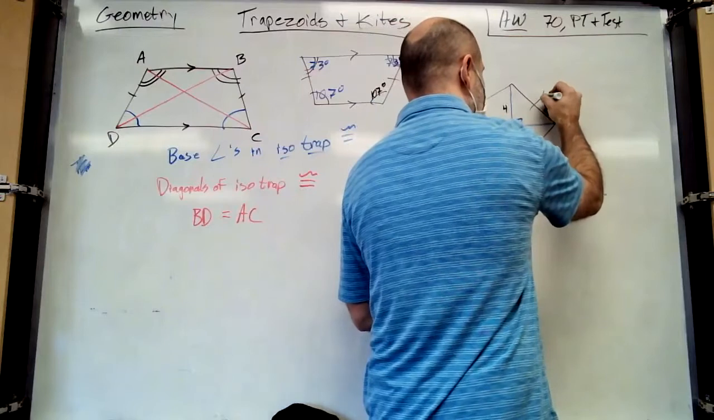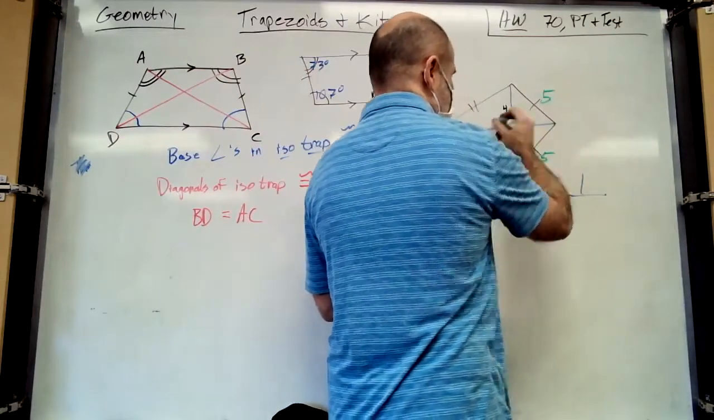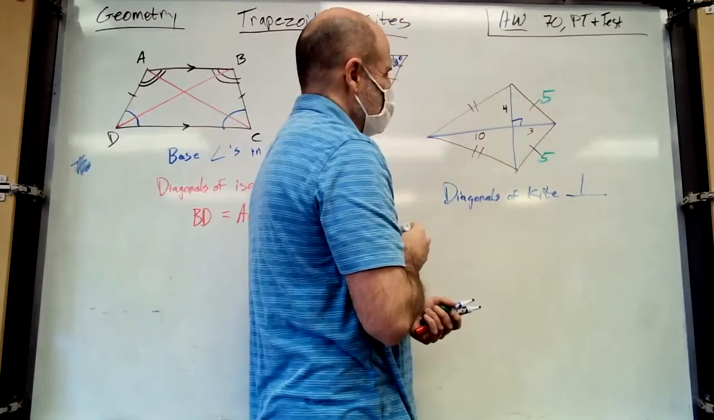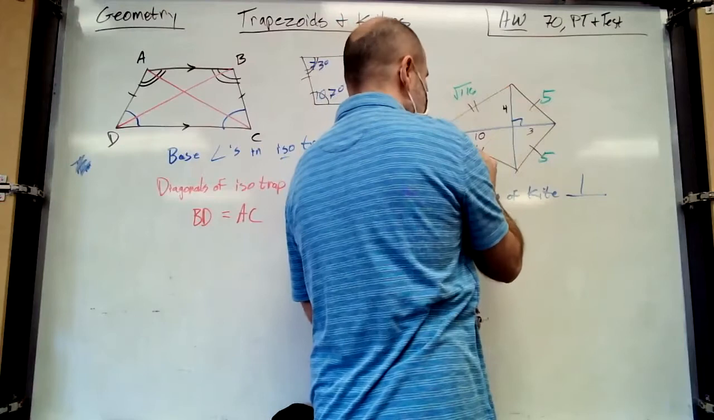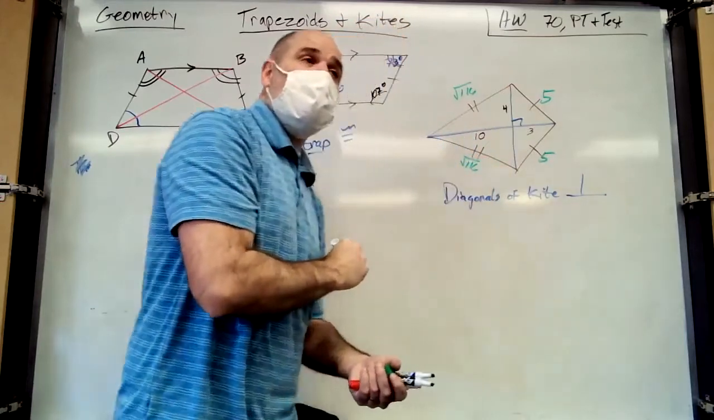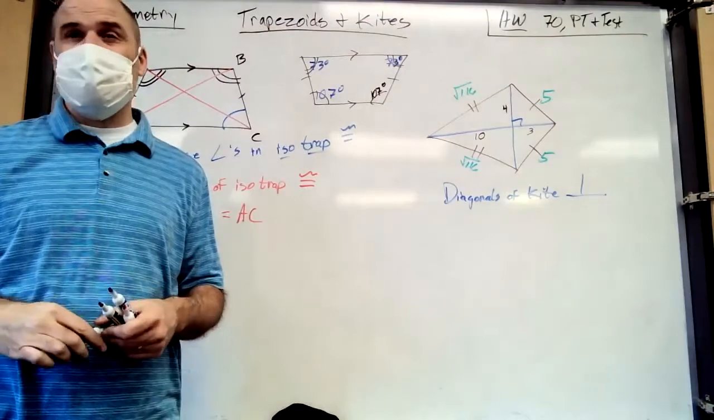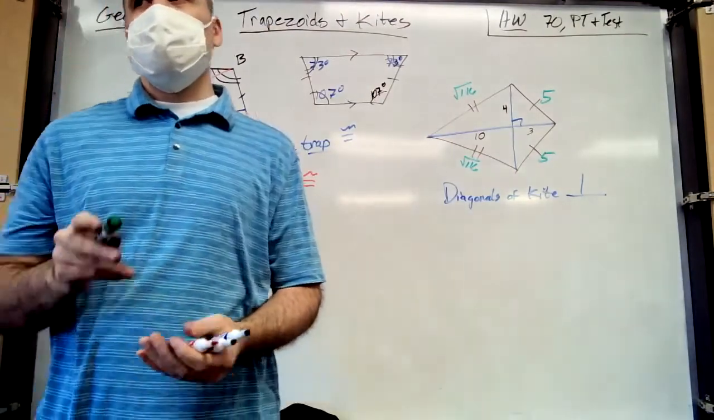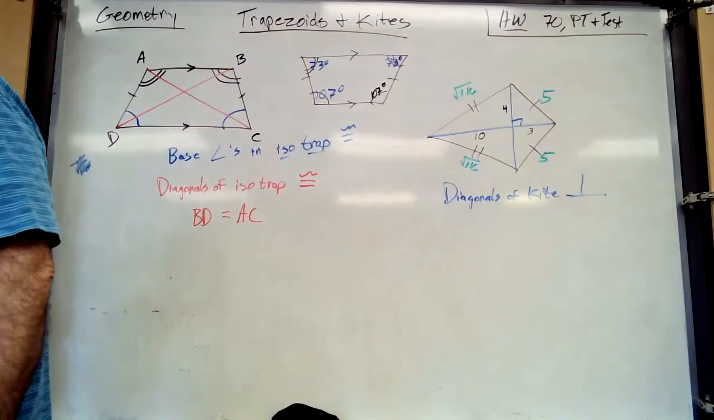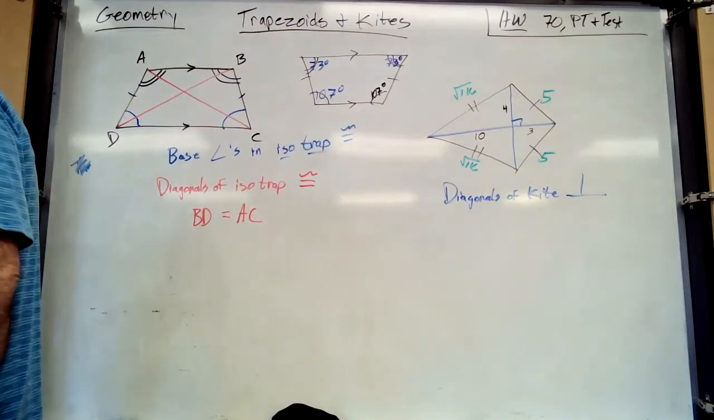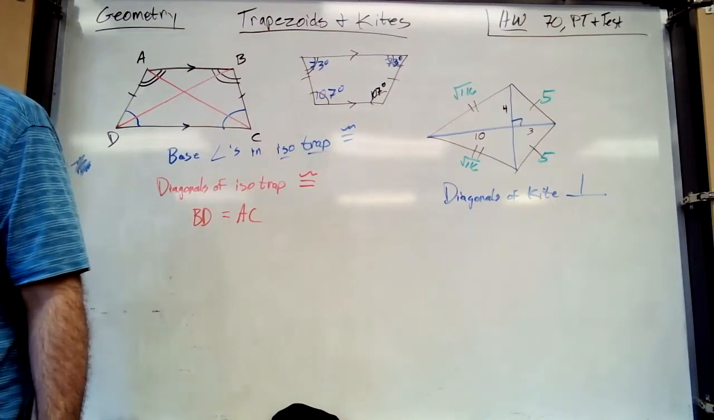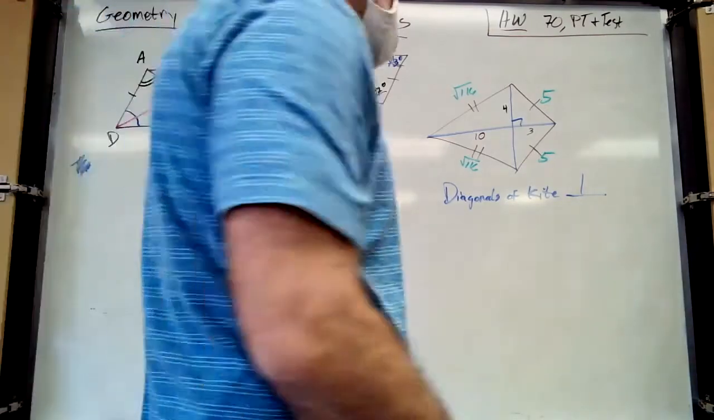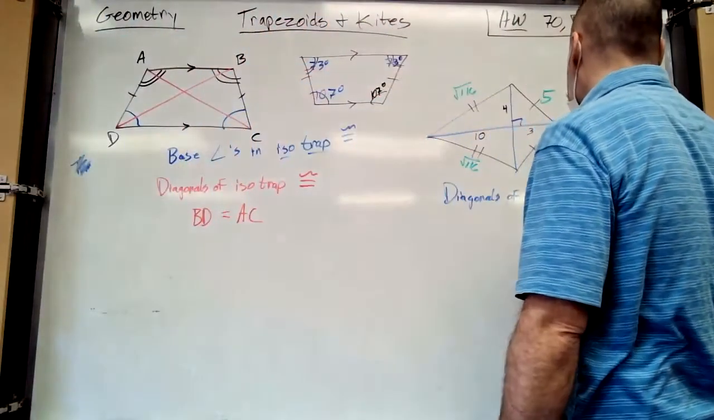So this is 5. This is 5. This is going to be, let's see, square root of 116, which is probably something. So now that I have all the sides, I can add them up and find the perimeter. Okay? So just some little things that you know, because you know that the diagonals are perpendicular, that opens up new worlds. All right, that's trapezoids and kites. You guys feel pretty good about trapezoids and kites? Yep. Okay. Moving on.